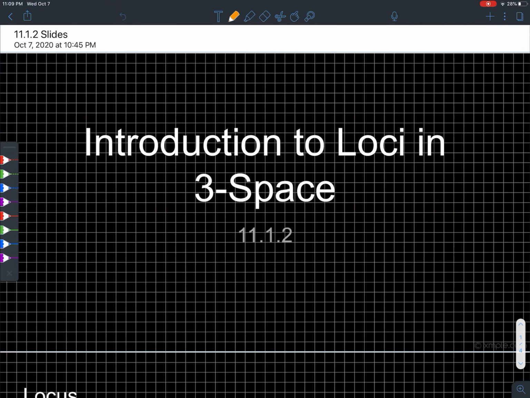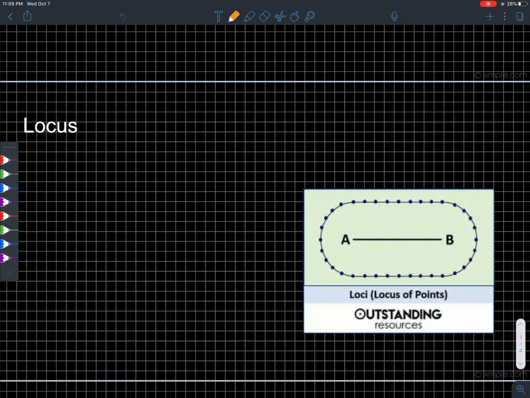Today we are going to be talking about loci in 3 space. I think I forgot to mention this in the last video. When I say 3 space, I'm talking about 3-dimensional space, like with the XYZ coordinate system that we talked about. When I talk about 2 space, I am just talking about that XY coordinate system that you guys are already familiar with.